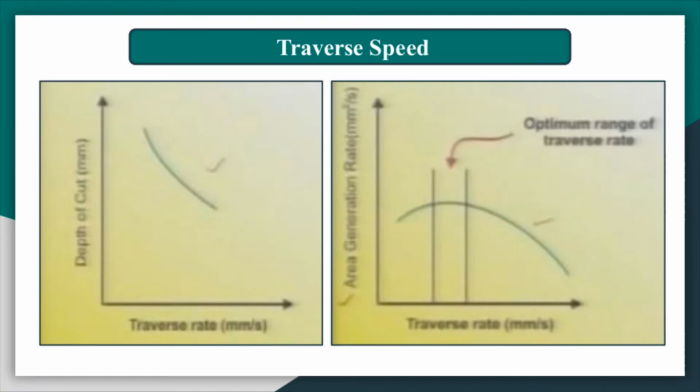Now let us discuss the next process parameter, that is the traverse speed. This traverse speed is the relative motion between the abrasive water jet and the workpiece. It can be achieved by moving the abrasive water jet or the workpiece. If you see the relationship between the traverse rate and depth of cut, this is the kind of relation that you can obtain. As the traverse rate increases, the depth of cut decreases.